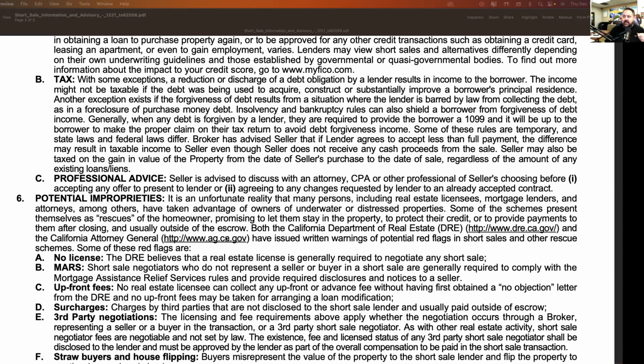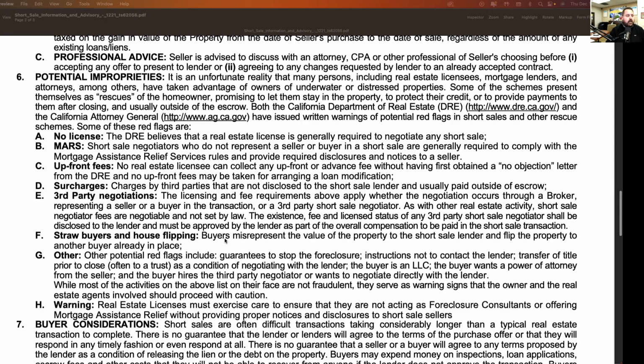Okay. Liliana put in the chat, is this part of the listing package or can it be used for the buyer also? I mean, you could give this to a buyer if you wanted to, just so they understand the process of a short sale. You don't need to. This is really more for the listing package. So if I'm taking a listing that's going to be a short sale, this needs to be in my listing package, my contracts that are signed by the seller.